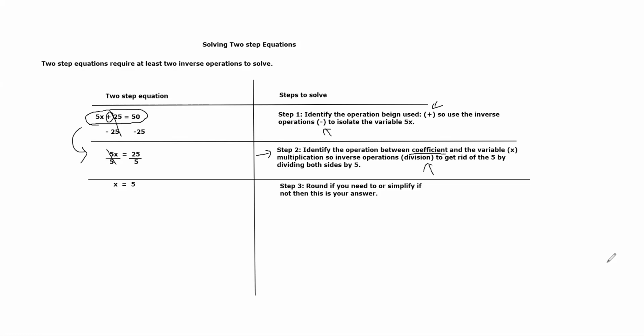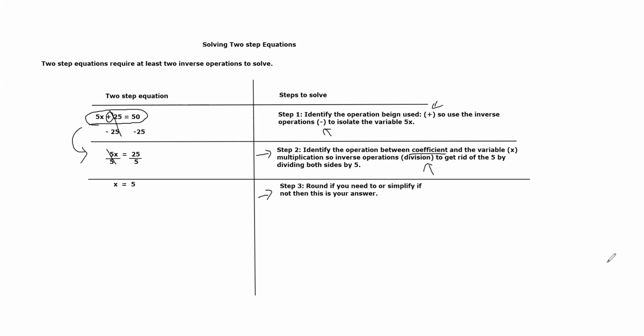Now, I have a step 3 here, right? My step 3 just says round if you need to or simplify. If not, then this is your answer. What I just meant by that was if you ended up with a decimal for some reason, because whenever we divide, sometimes we end up with decimals, you would need to round your decimal. If you ended up with some kind of fraction, you would need to simplify your fraction to make sure it's as small as possible. We didn't end up with either of those.